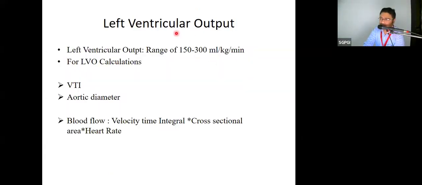So LVO, as we talked about RVO, this is regarding the LVO. LVO is normally 150 to 300 ml per kg per minute. Here also the formula remains the same as we calculated for the RVO. We have to take the velocity time integral, and in the RVO we were taking the pulmonary artery diameter; in the left ventricle, because the aorta comes out of the left ventricle, the aortic diameter will be taken.